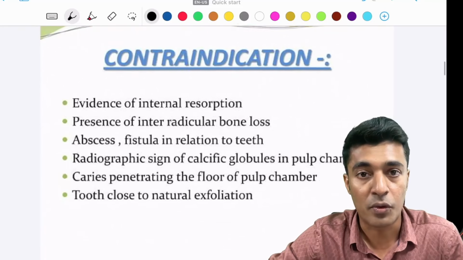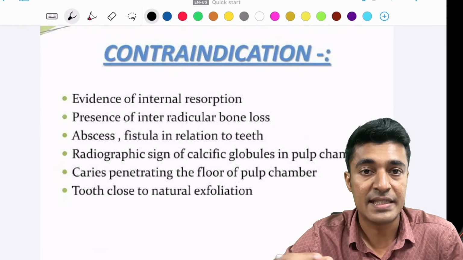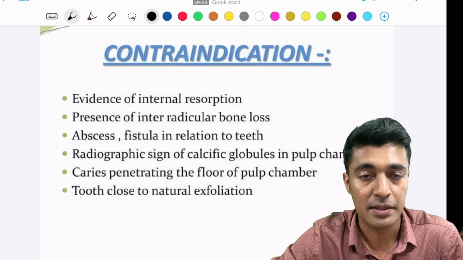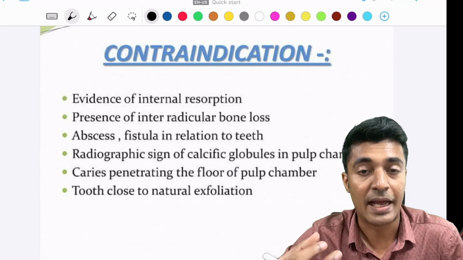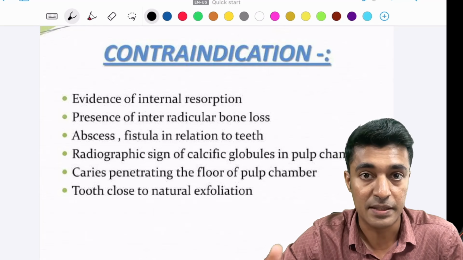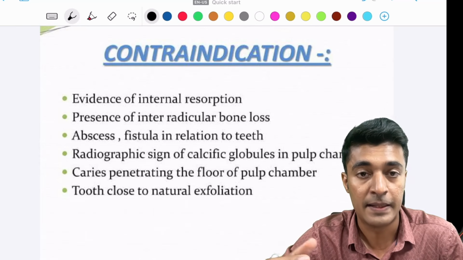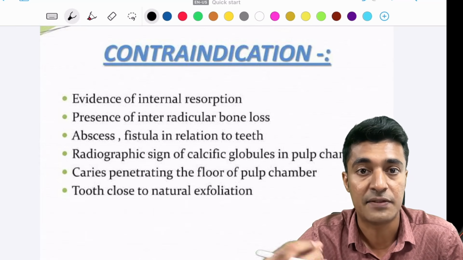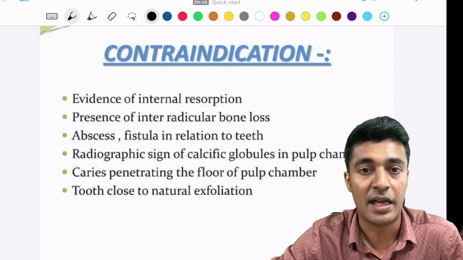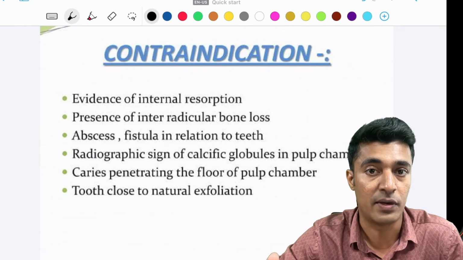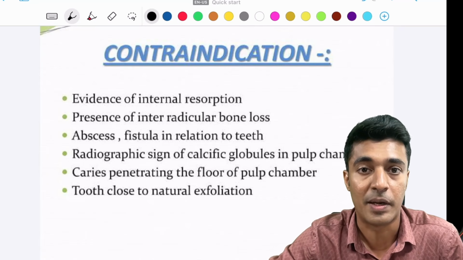So coming to the contraindications: when there is evidence of internal resorption, presence of interradicular bone loss, abscesses, or fistula, periapical changes, radiographic signs of calcific changes, caries penetrating the floor of the pulp chamber, and teeth that are close to natural exfoliation are contraindicated for pulpotomy.